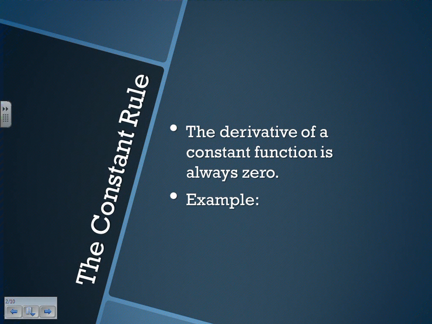It's about as easy as you can get. The derivative of a constant function is always 0.